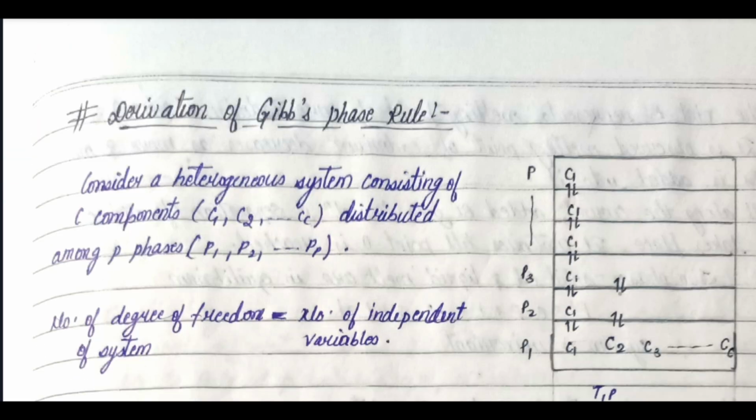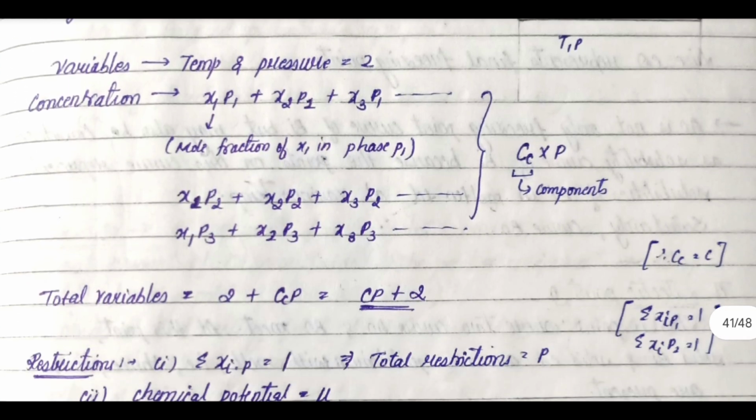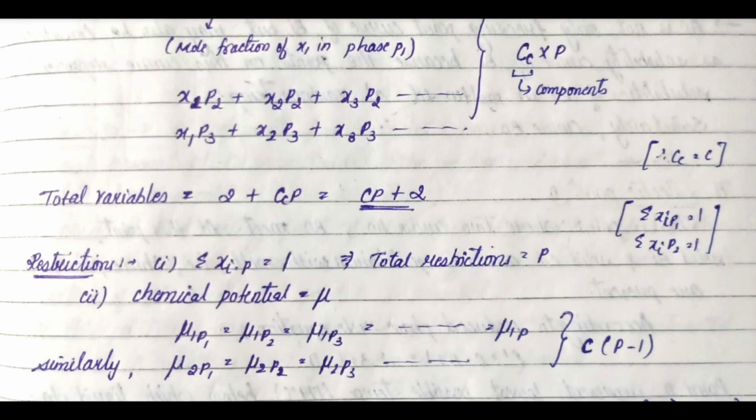Derivation of Gibbs phase rule. Consider a heterogeneous system consisting of C components distributed among P phases. The number of degrees of freedom of the system is equal to the number of independent variables. Variables: temperature and pressure, equal to 2. Concentrations: x1(P1), x2(P1), x3(P1) and so on; x1(P2), x2(P2), x3(P2) and so on; x1(P3), x2(P3), x3(P3) and so on, where C components into P phases. Total variables equal 2 plus CP, that is, CP plus 2.